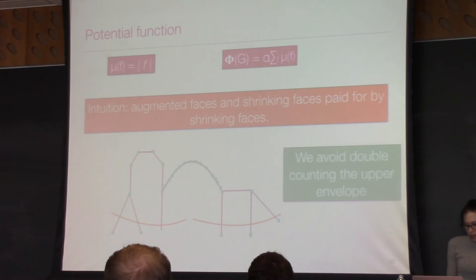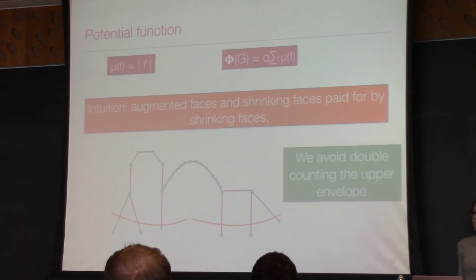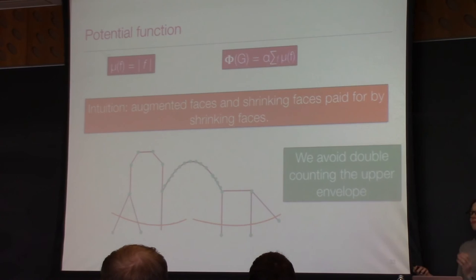So is the intuition clear, at least to everybody? Even if we don't have the exact numbers, assuming within constants, if we add the right constants, then the shrinking faces are able to pay for both the removal of their own edges and the removal and the addition of the new edges for the augmented faces.